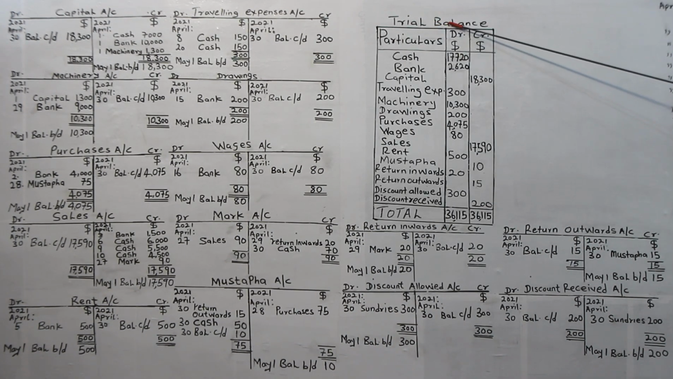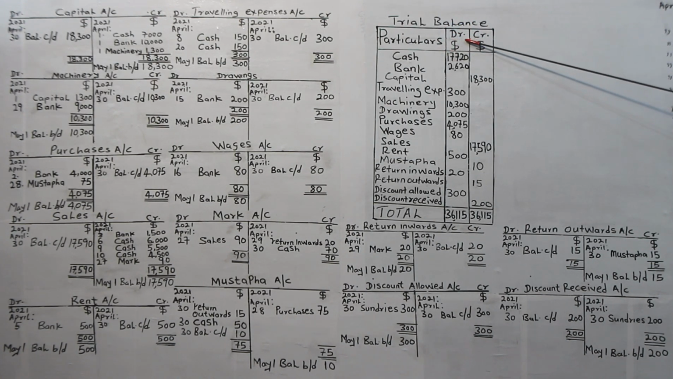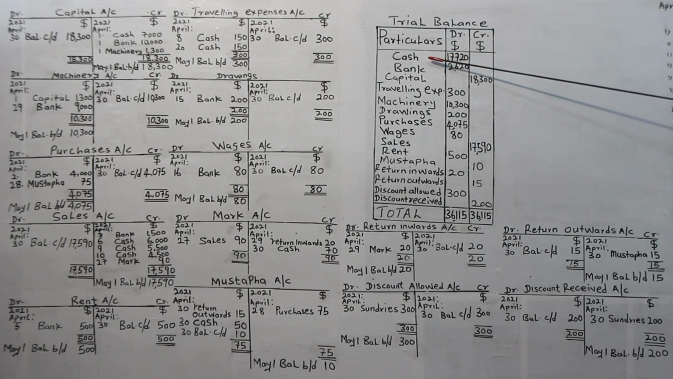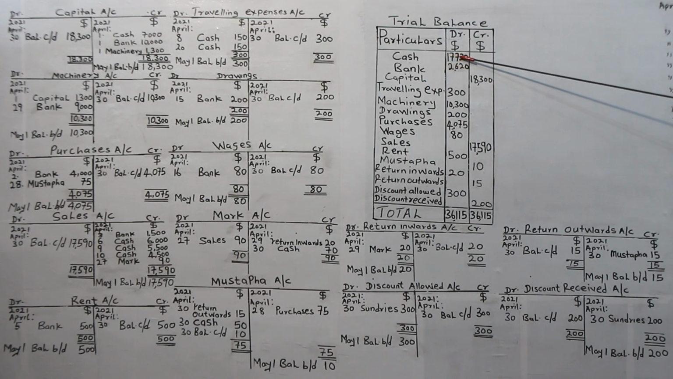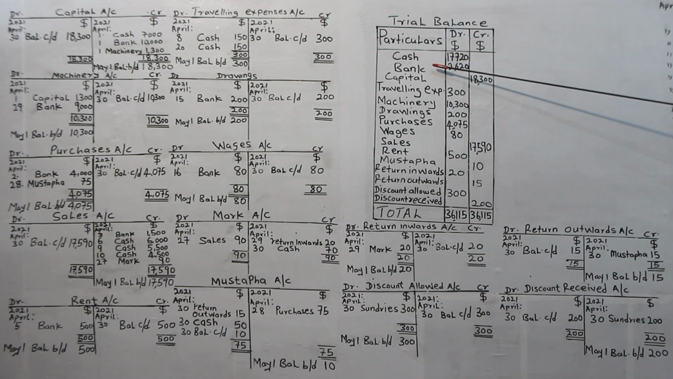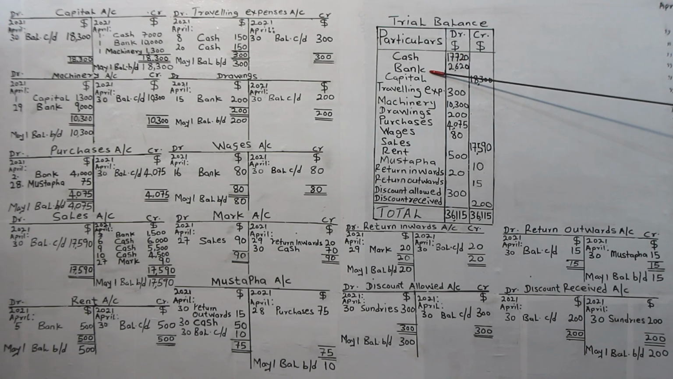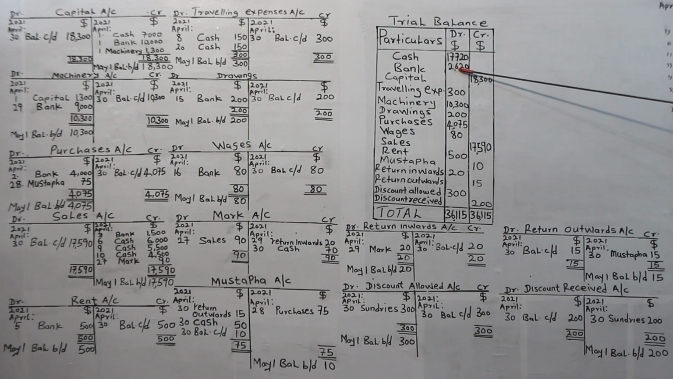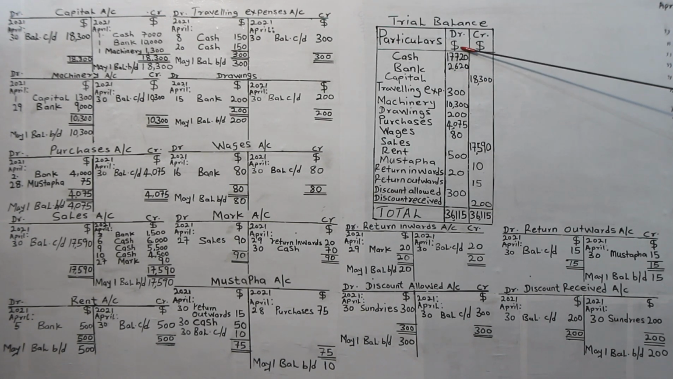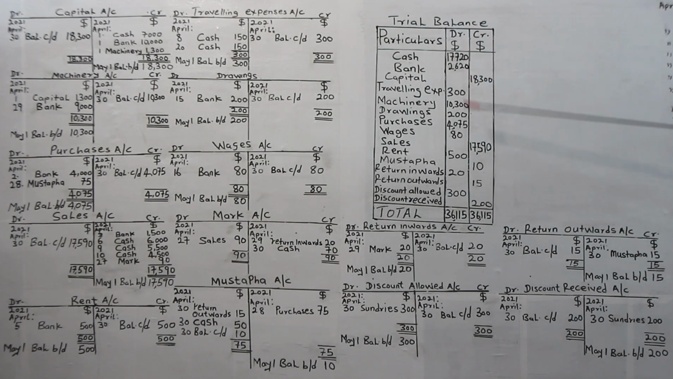So we have the trial balance of Victory Enterprises. We have the particulars, the debit side and the credit side, and we have the dollar sign. Of course, the balance brought down for cash is 17,720, which is on the debit side, and also the balance brought down for bank is 2,620, which is also on the debit side. So we place them on the debit side.